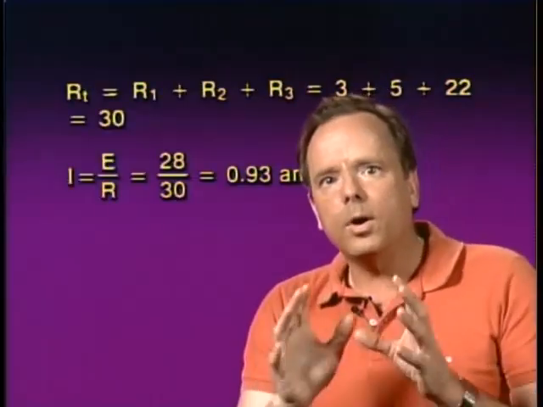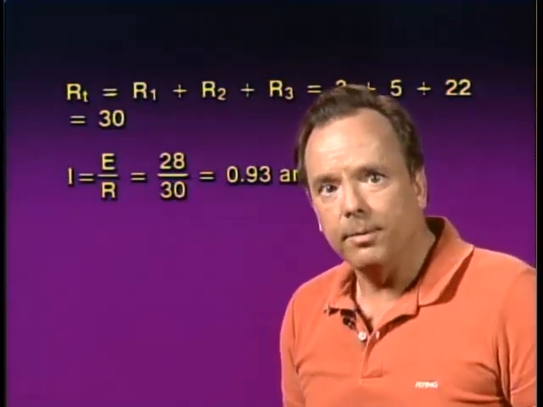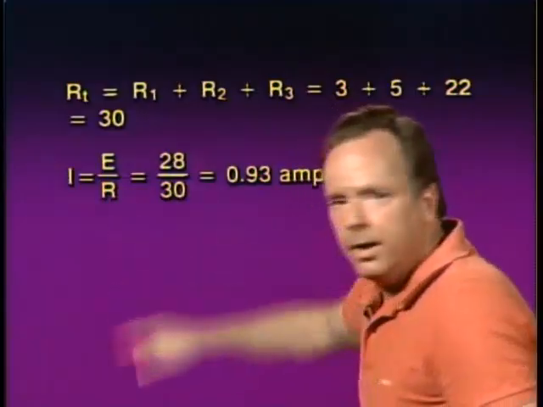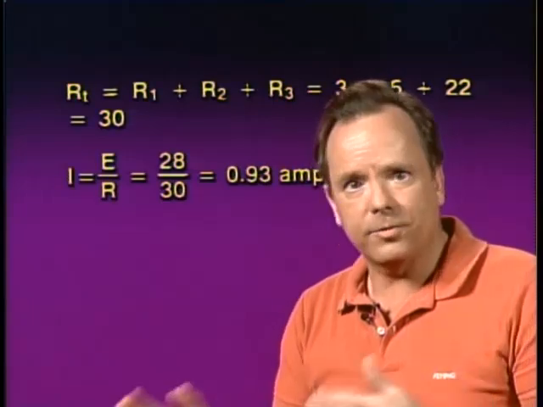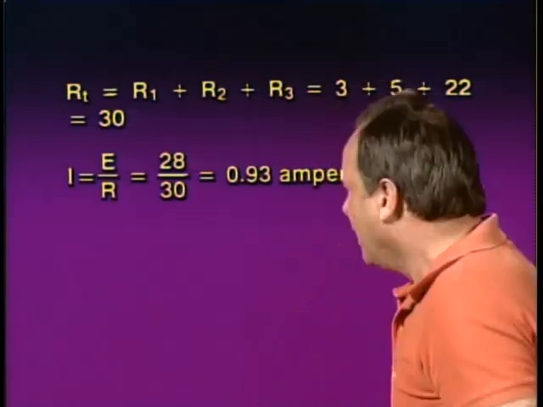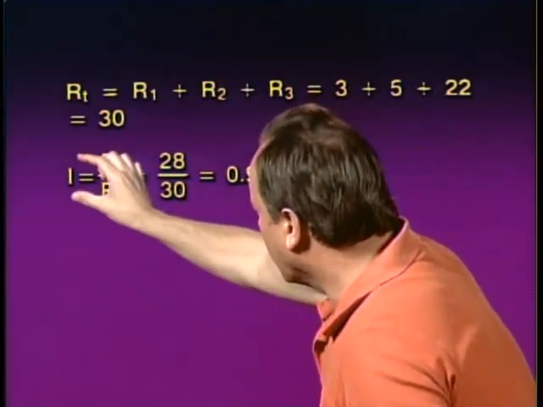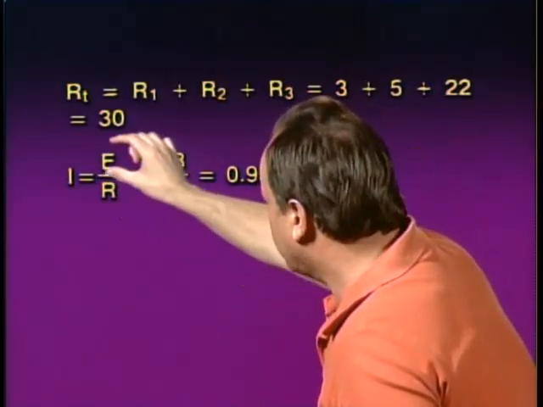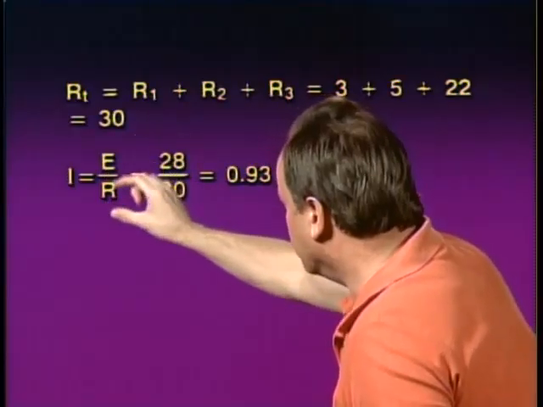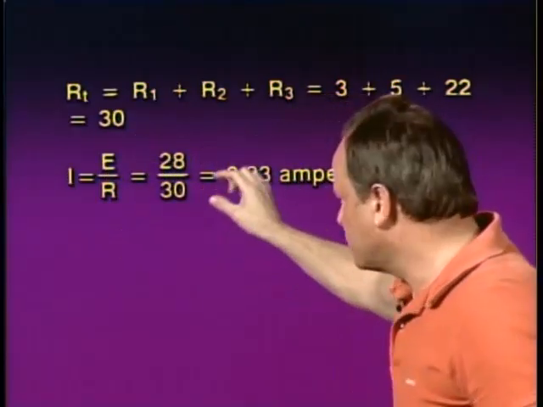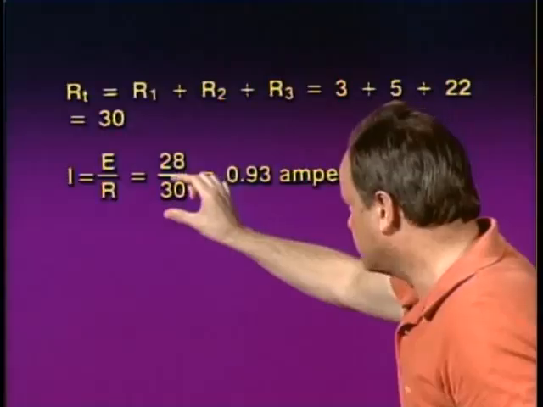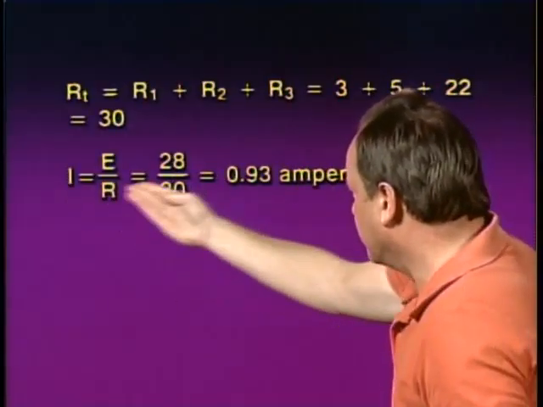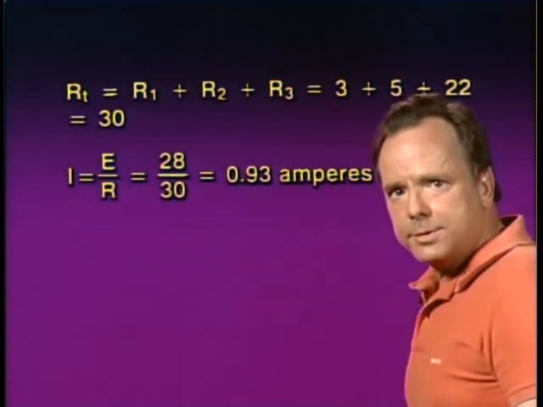So let's find out the total resistance. All we have to do is add the resistances, because remember, in a series circuit, the total resistance is the sum of the individual resistances. And so we do this, 3 plus 5 plus 22, and I get a total resistance of 30 ohms in that circuit. Now, once we know the total resistance, we can use Ohm's law and find the current in that circuit. And that's all we need to know, because the current for each resistor is exactly the same. That's one of the rules.